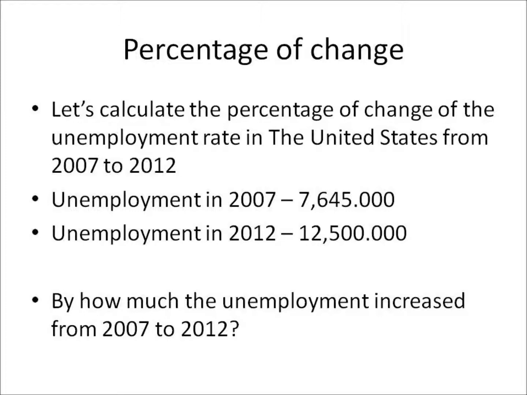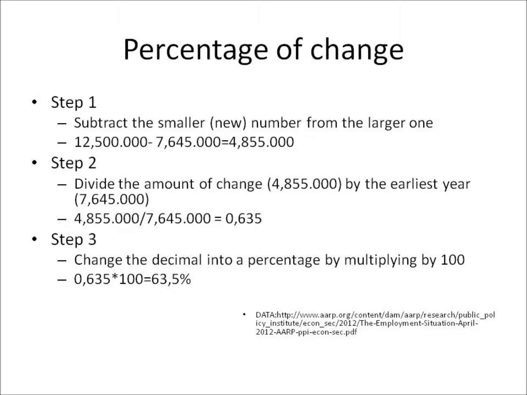So if unemployment in 2007 was 7,645,000 people, and obviously it grew by 2012 to 12,500,000. By how much did the unemployment increase from 2007 to 2012? Those are the steps you want to follow. First, subtract the smaller number from the larger one, and the larger number is going to be the new number, or the recent year.